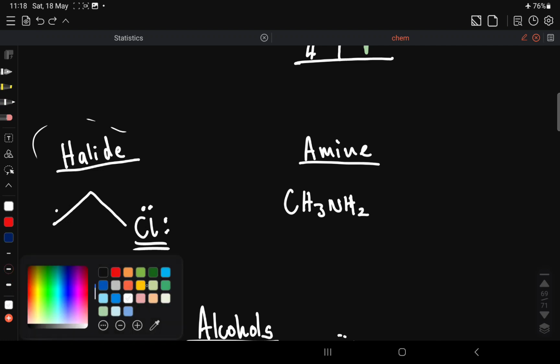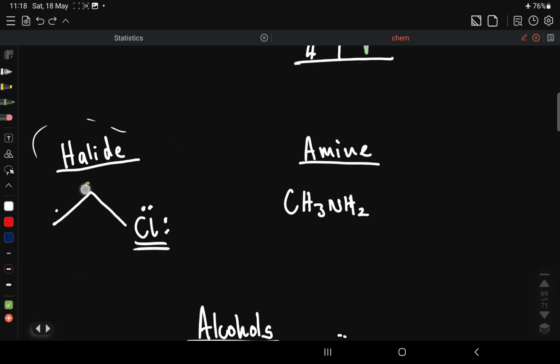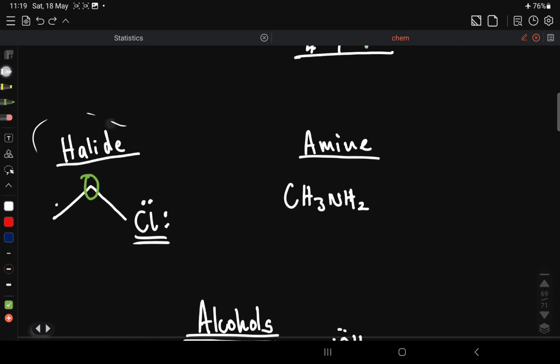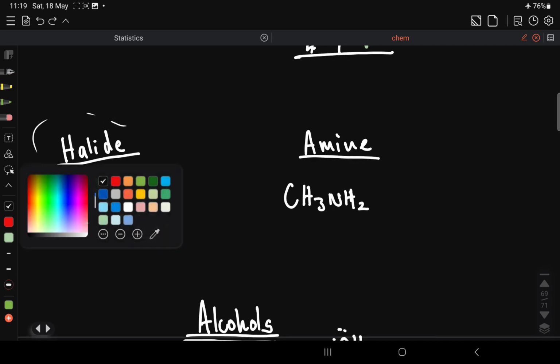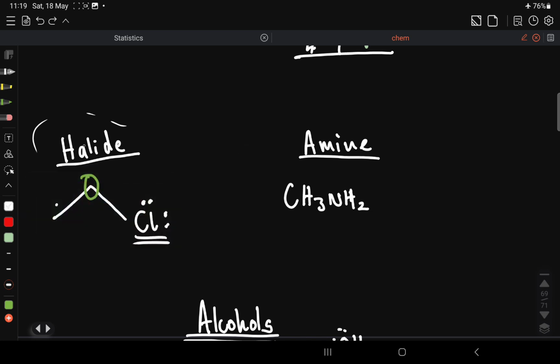This carbon, I'll put it in green. This carbon right here is only connected to one other carbon, which makes it a primary because it's only connected to one. And because it's a primary carbon, your chlorine is bonded to a primary carbon, which makes the halide a primary halide. So it's a 1 degree halide. Or you can write it's a primary halide, right?